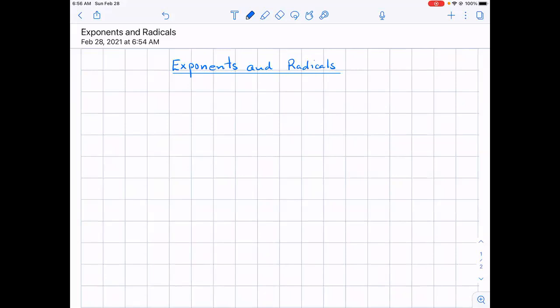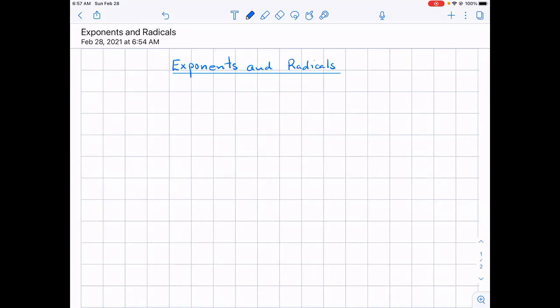Hello. In this video, we'll talk about exponents and radicals. I know I have a separate video, one for exponents and one for radicals, so you can review those videos individually. And then maybe this one will be more of an example type of video. But I will go through some of the procedures anyway.